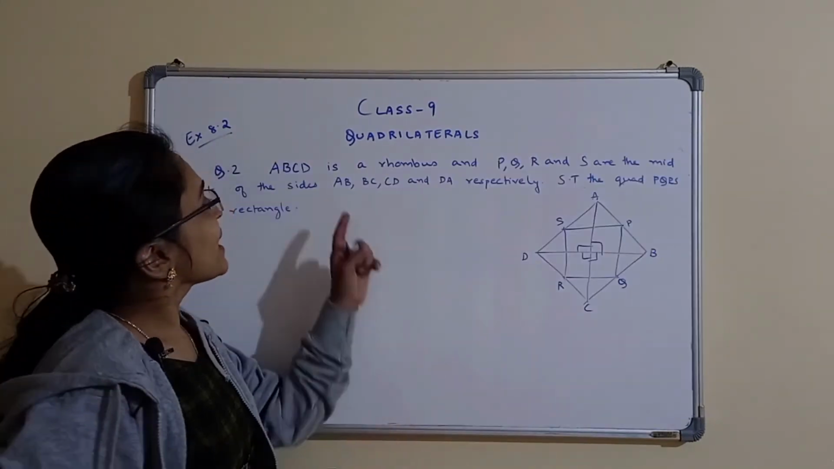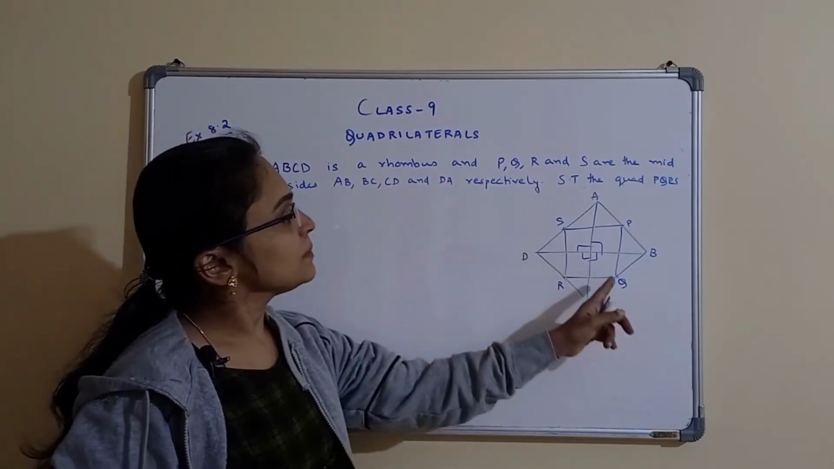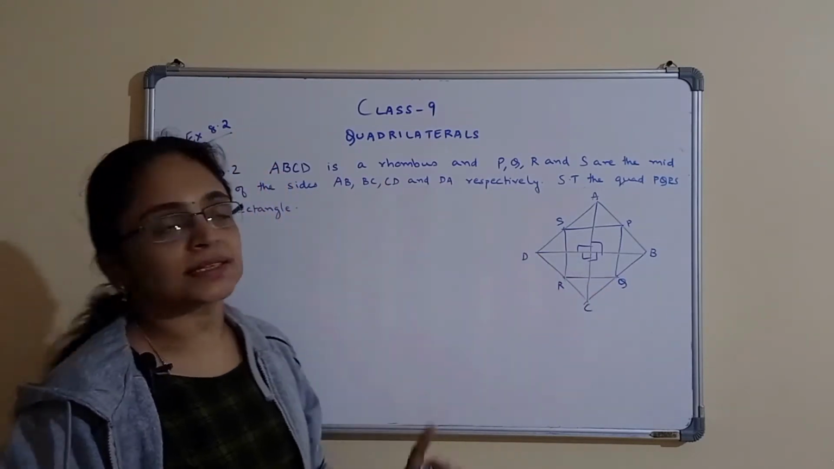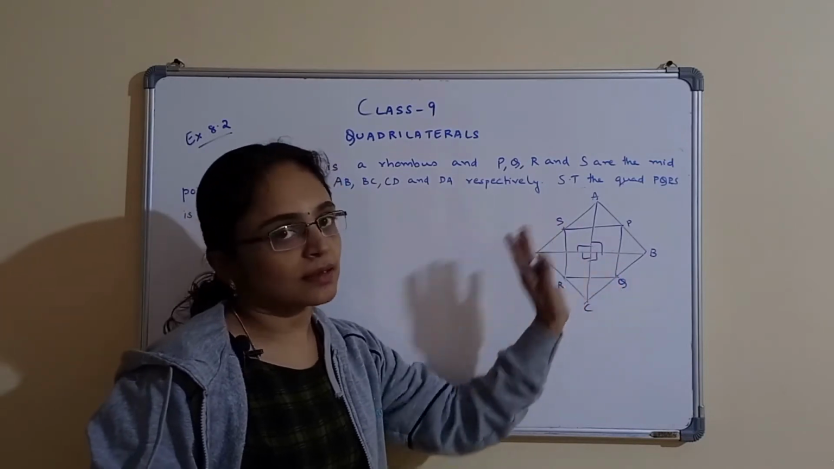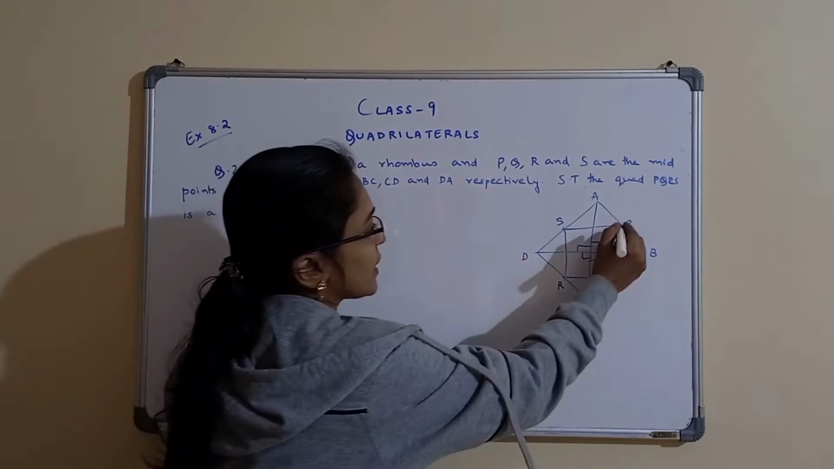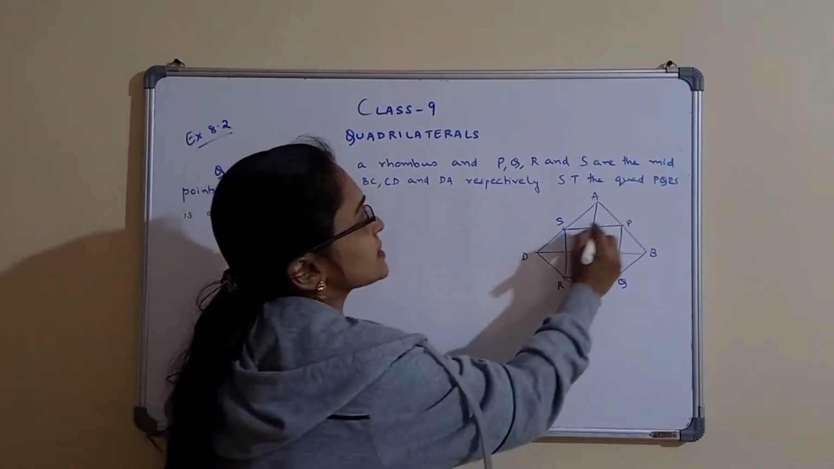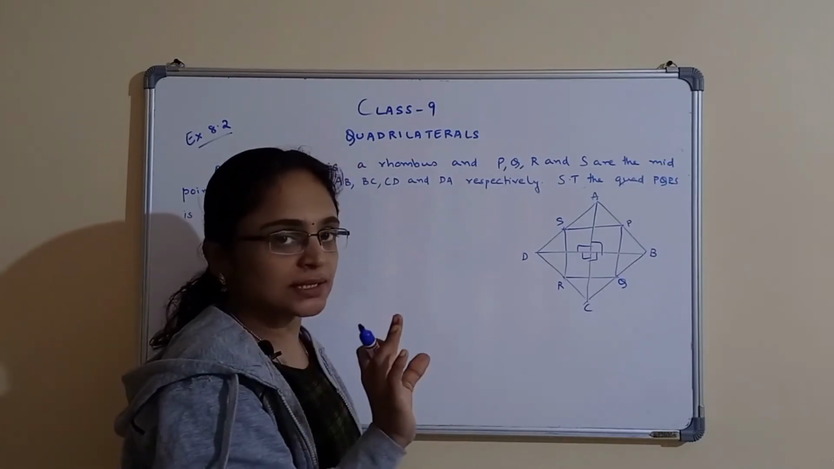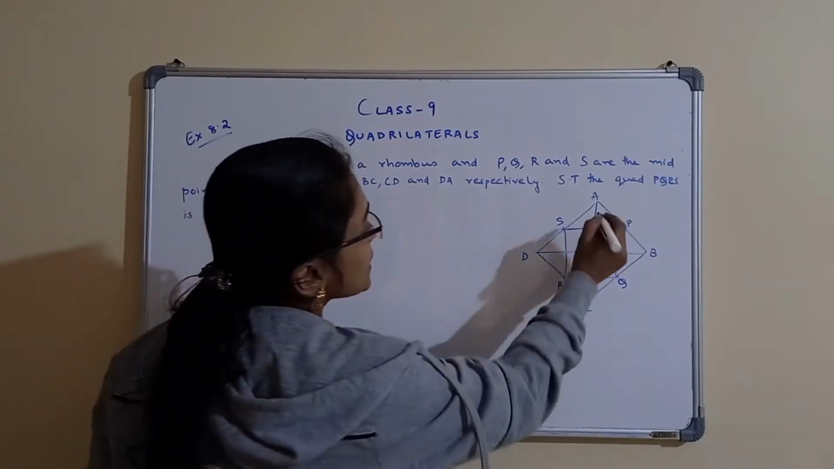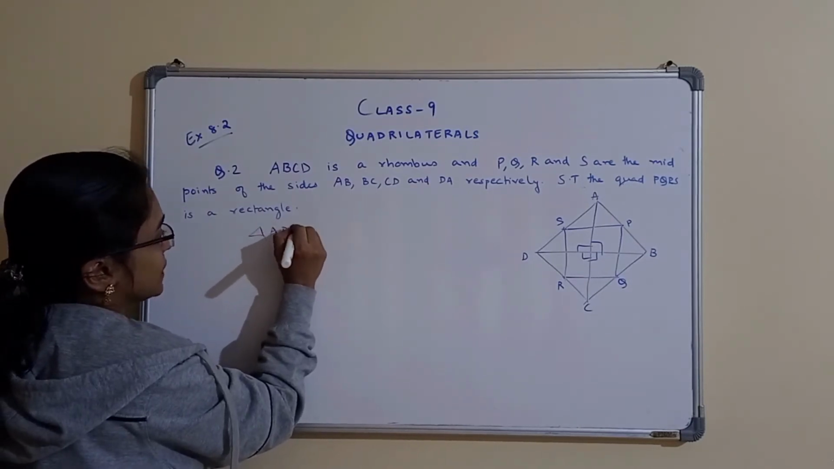Next question is ABCD is a rhombus and P, Q, R and S are the midpoints of AB, BC, CD and DA respectively. Show that the quadrilateral PQRS is a rectangle. We have to show that this is a rectangle. So first we'll prove that PQRS is a parallelogram. So take this triangle ADB.